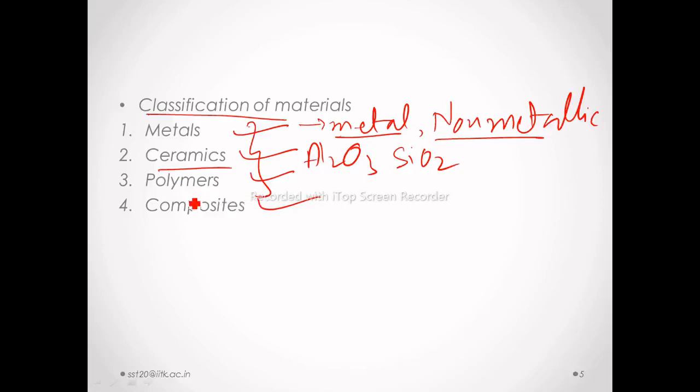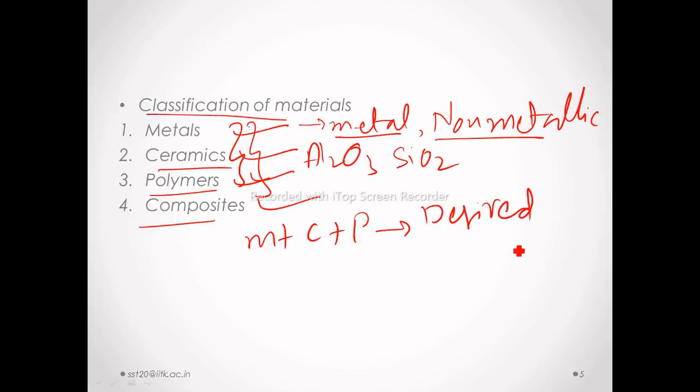Next comes polymers. They are familiar as plastics and rubbers. They mainly consist of organic compounds made of carbon, hydrogen, and other non-metallic elements such as oxygen, nitrogen, silicon. And composite materials are made up of combinations of these three: metals, ceramics, and polymers, to obtain the desired property.